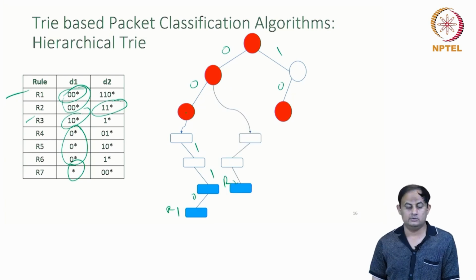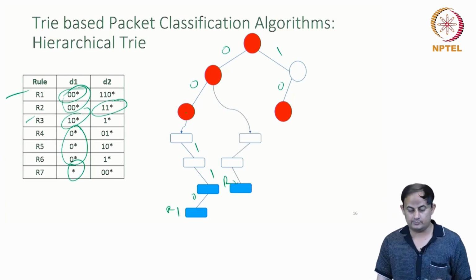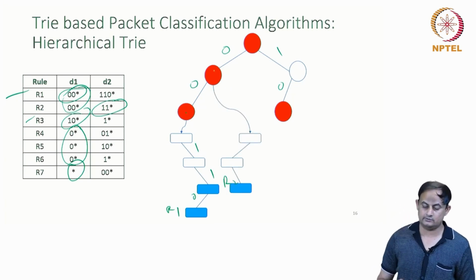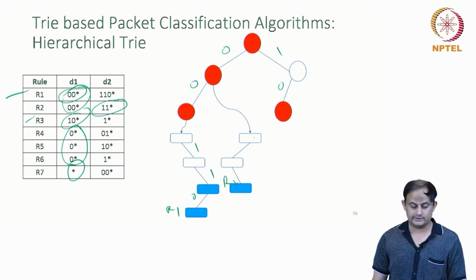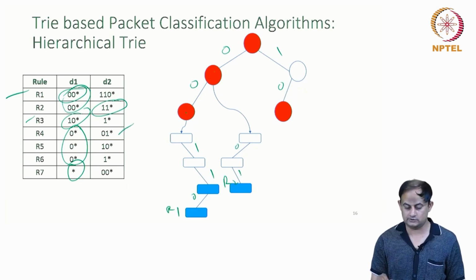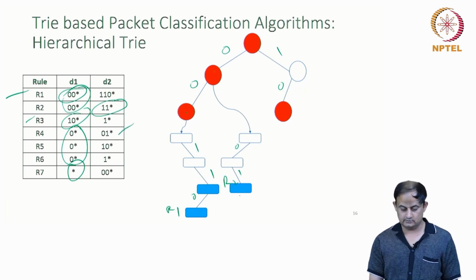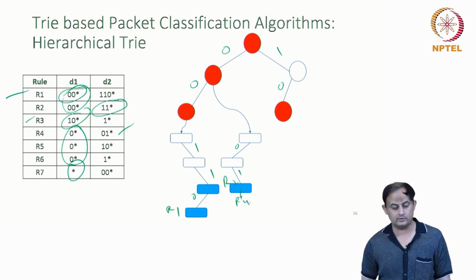And now, with the 0 star prefix, I came here to this node. I add a pointer to the next level, and what are the possible combinations? One says 0 1 star. This is a 0 and this is a 1. And this is the node which corresponds to rule number R4.